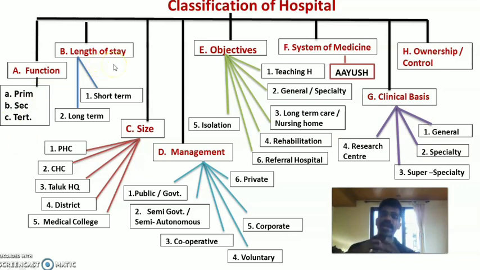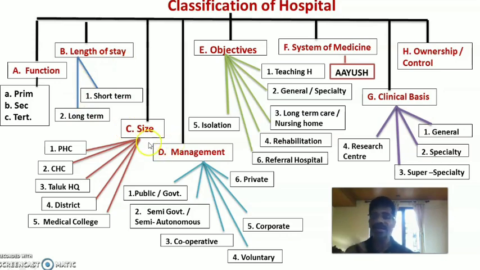Next is according to the length of stay in that particular hospital. So we have short-term hospital and long-term hospital. Short-term hospital means the patient will stay only for a short period. The long-term care is where the patient stays for a long period for a chronic illness. So short-term hospital will be for the treatment of acute illness, that is immediate treatment, and the patient will get discharged. Long-term hospital means the patient stays for a long period, like nursing homes, so they treat old age patients or chronically ill patients who need a longer period of long-term care. That is according to length of stay.